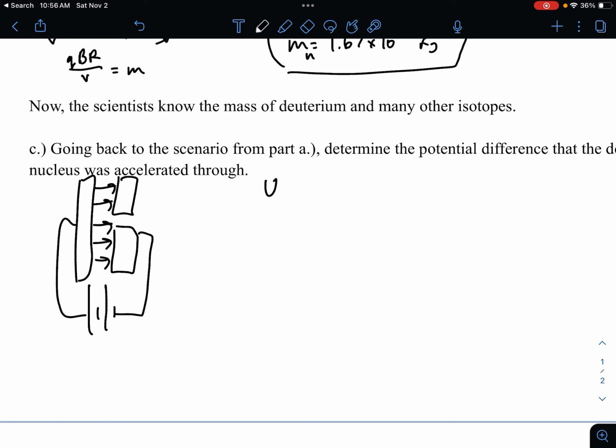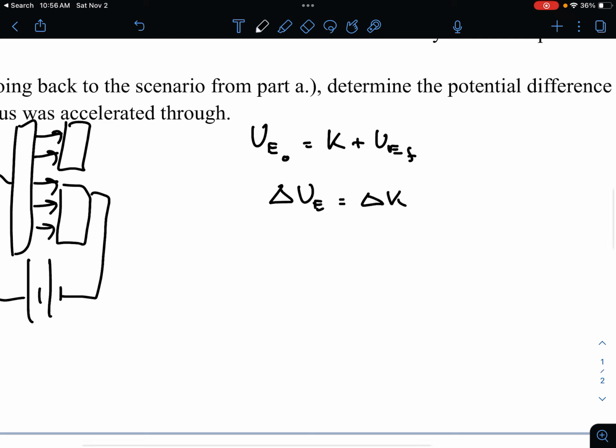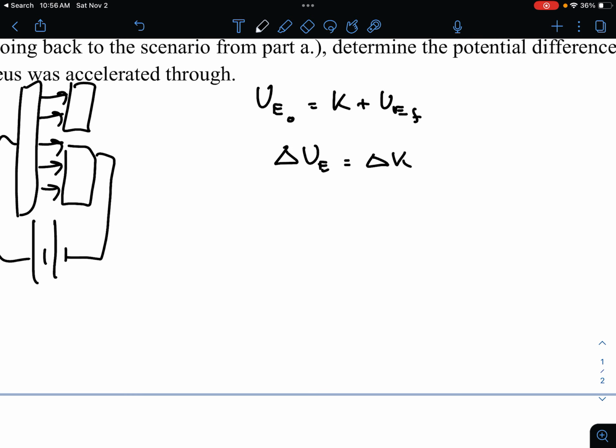So UE initial is going to equal K plus UE final, but really the change in electrical energy is going to equal the change in kinetic energy, right? Because that's a conservation of energy statement. Whatever your change in electrical energy is, you find that in your kinetic energy. So I can say Q times change in V is going to equal 1/2 mv squared.